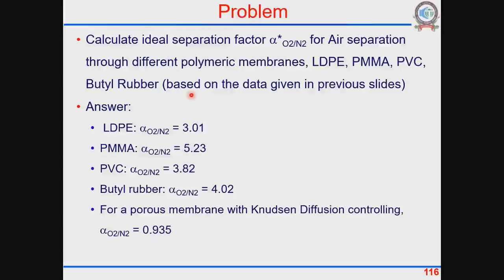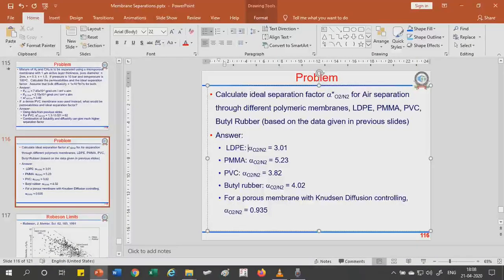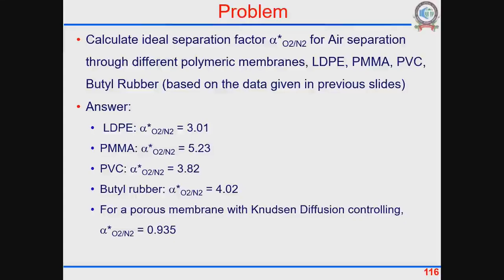Through different polymeric membranes: LDP, PMMA, PVC, butyl rubber. Again, use the data in the previous slide. So if you find, again, small correction, sorry about so many corrections, these are all alpha star values, the ideal separation factor, because they are just based on the permeability ratio. Okay, so if you look at the data from the previous slides, LDP would have an ideal separation factor of 3.01, PMMA 5.23, 3.82 for PVC, 4.02 for butyl rubber.